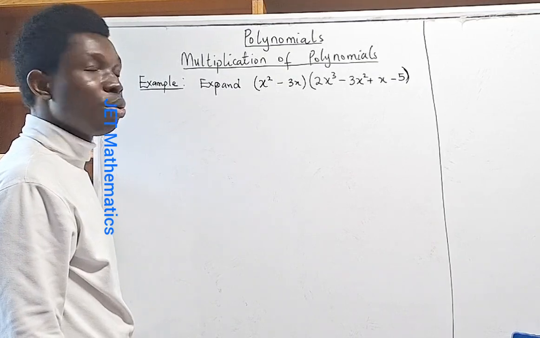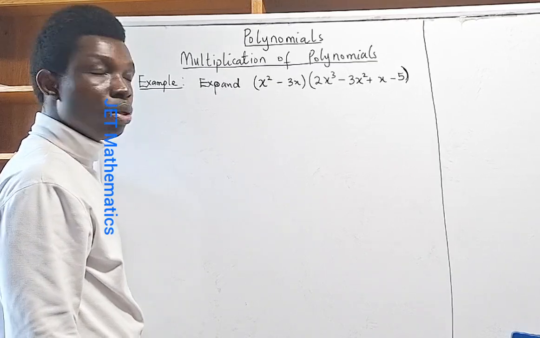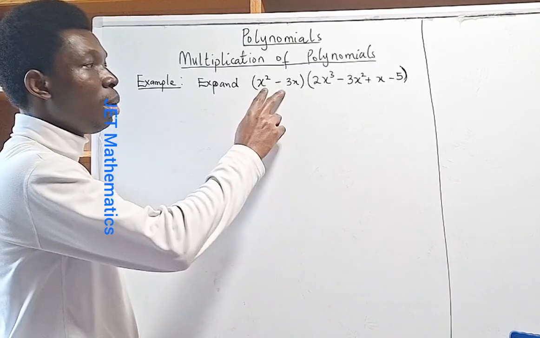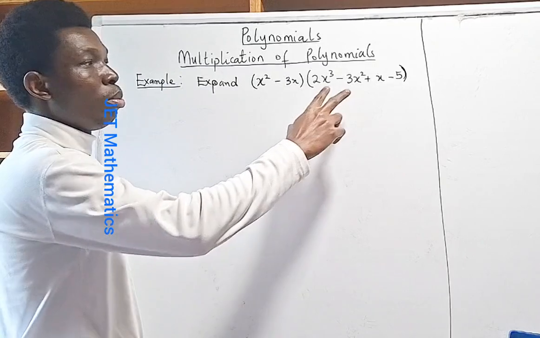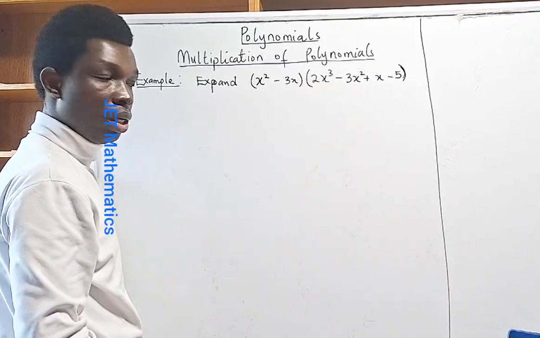In today's video, we're looking at the multiplication of polynomials. So, we have an example on the board. We have this polynomial of degree 2 to multiply this polynomial of degree 3.